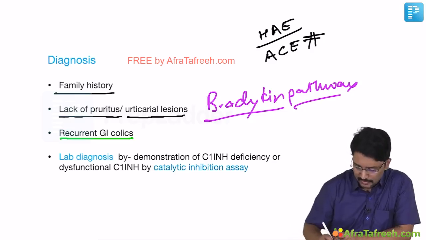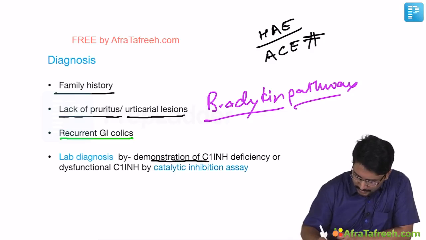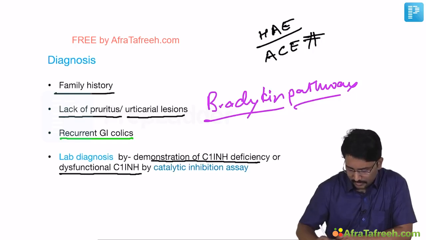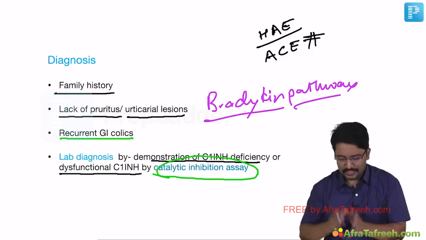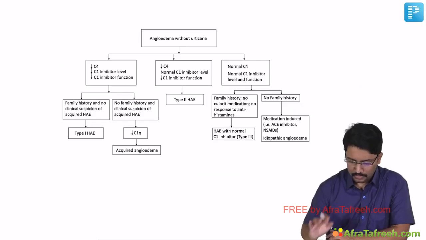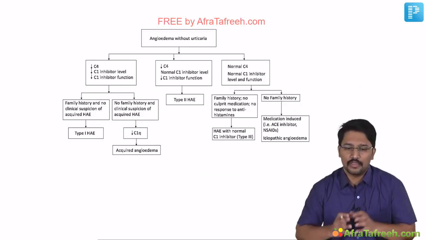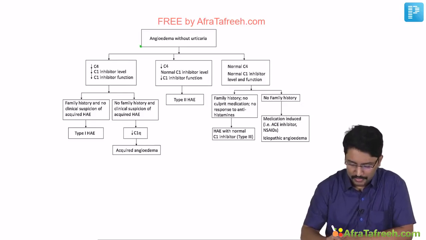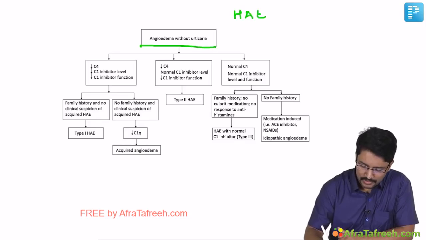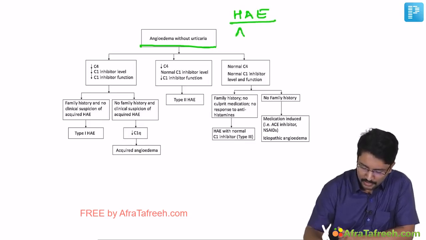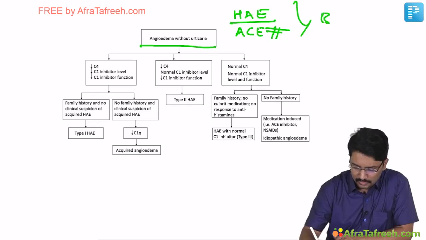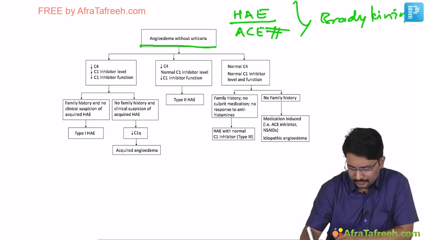Laboratory diagnosis is mainly by demonstration of either deficiency of C1 inhibitor or dysfunctional C1 inhibitor. For the dysfunctional C1 inhibitor, the demonstration is by catalytic inhibition assay. This flowchart talks about the approach to any patient presenting with angioedema without urticaria. I just told you that this is possible in two conditions. One, they have hereditary angioedema, or the second possibility is that they have ACE inhibitor induced angioedema. So basically these two are bradykinin related angioedemas.